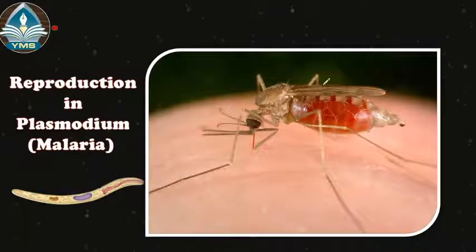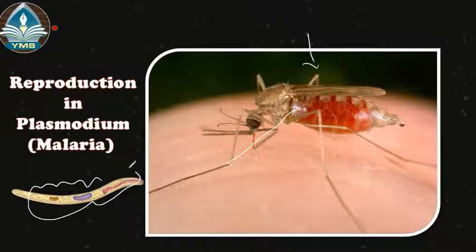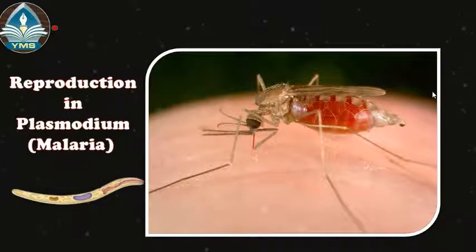First of all, this female Anopheles mosquito takes the sporozoites of Plasmodium. So who transfers the disease from one person to another is this female. The male does not do anything here, only the female. The female Anopheles mosquito sucks the blood of an infected person. Then the Plasmodium will enter its stomach and they will reproduce there sexually. Let's see how this happens step by step.